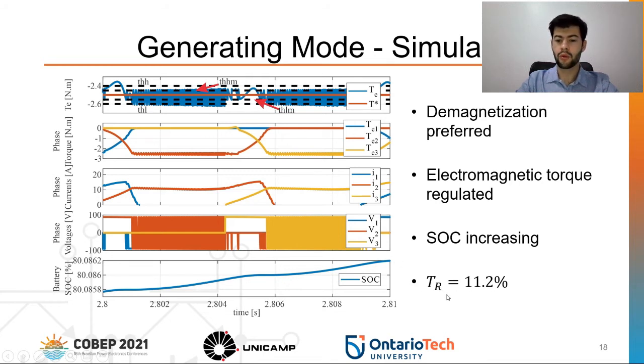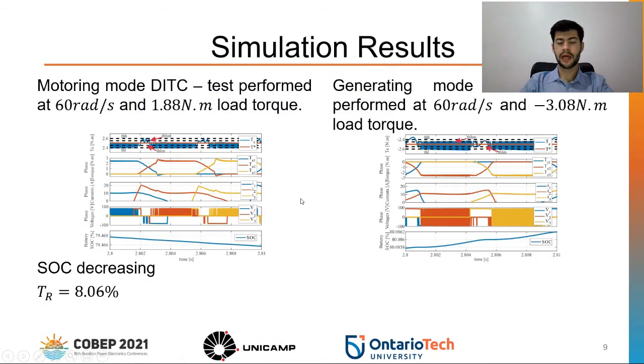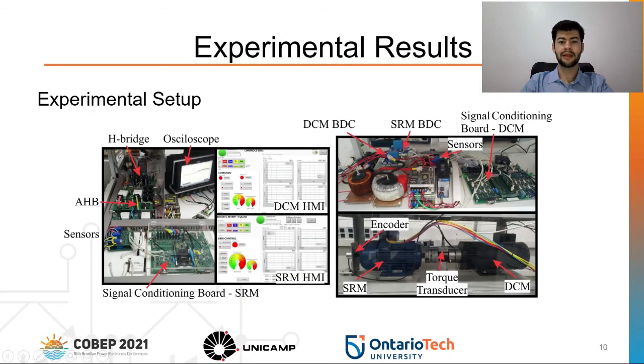Also, the torque ripple was always maintained lower than 11.2%. Now that we have verified the simulation results, let's talk a little bit about the experimental results. So, to verify experimentally the proposed control system, we developed an experimental bench in Unicamp.